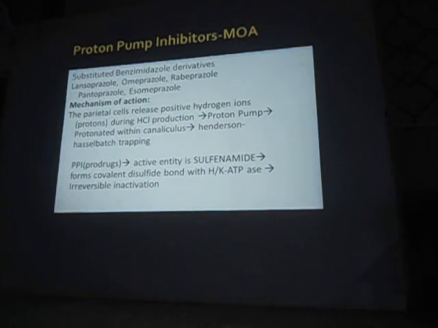How does it happen? This PPI's active entity is sulfonamide. This active entity sulfonamide forms a covalent disulfide bond, which is irreversible. Once it is irreversible, there needs to be fresh synthesis of the sodium potassium ATPase system so that further acid production can occur. So even though they are shorter acting, like half an hour, 1 hour, 2 hours, because of this irreversible blockade, their action can last for 40 to 70 hours. That means 3 to 4 days, the action will be there.